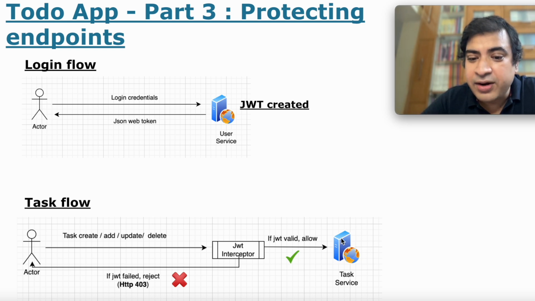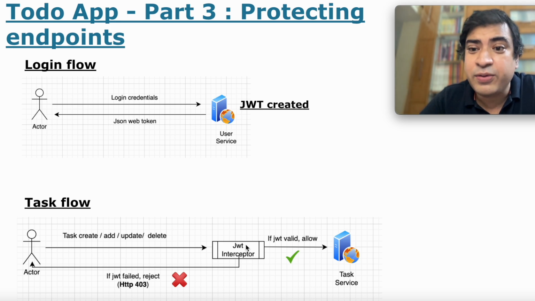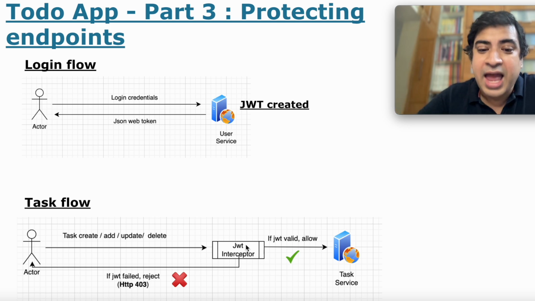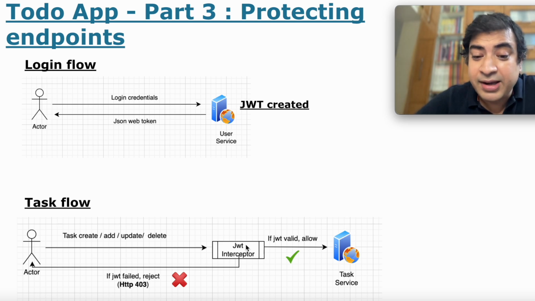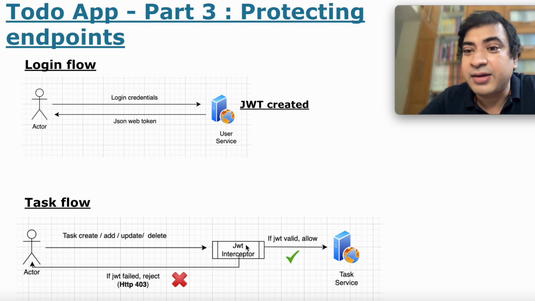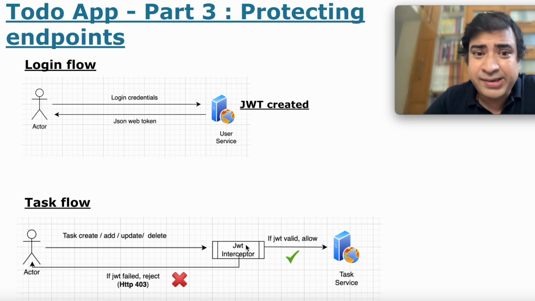In the server, in the task service, we have a JWT interceptor. We have a filter which intercepts all incoming requests to the task endpoints, and then it verifies if the JWT is valid. If it is valid, it forwards the call to the task service. And if the JWT is invalid, then it returns an HTTP 403 forbidden error. This is how most of the apps in this world are being protected. The endpoints of the apps are being protected using the JSON Web Token.